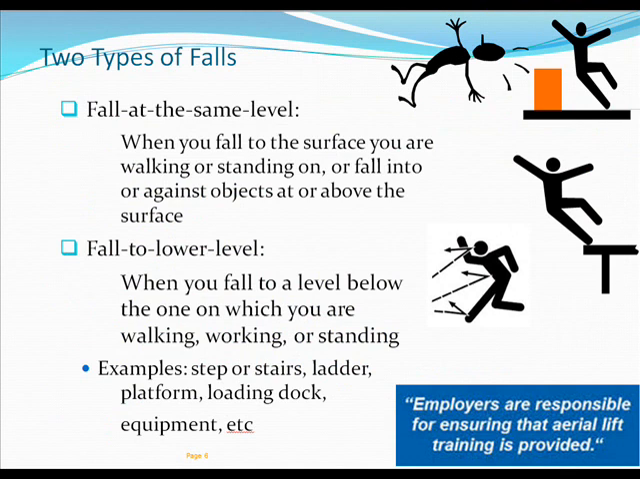Two types of falls. Falls at the same level: when you fall to the surface you are walking or standing on, or fall into or against objects at or above the surface. Falls to a lower level: when you fall to a level below the one on which you are walking, working, or standing. Examples: steps or stairs, ladder, platform, loading dock, or equipment, etc.